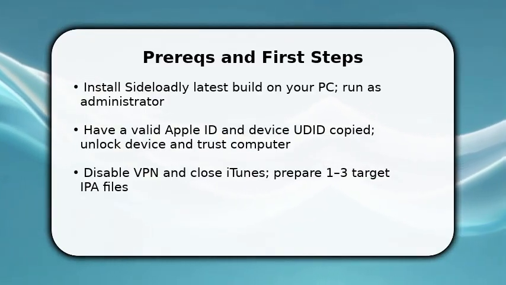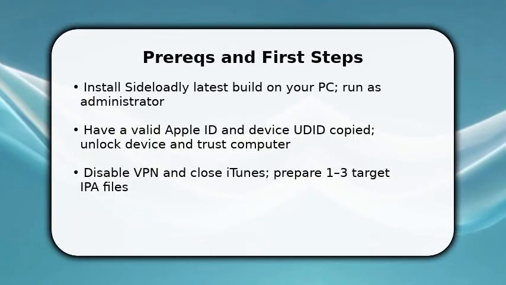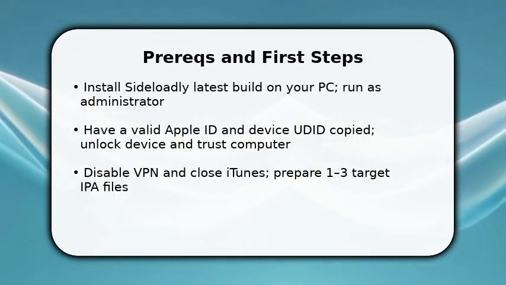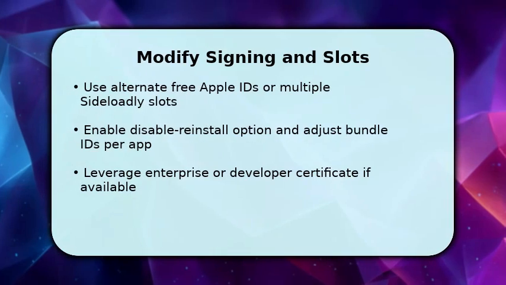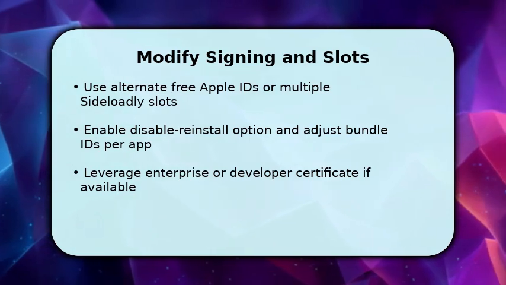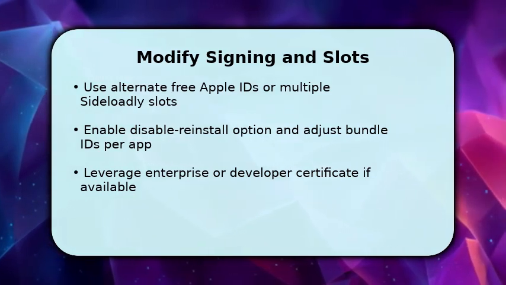Now drag one IPA into Sideloadly and choose your Apple ID. This begins the signing setup, so you can address the 3-app limit. You continue by configuring signing and slot management to bypass the 3-app limit.